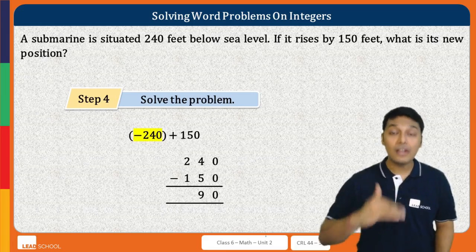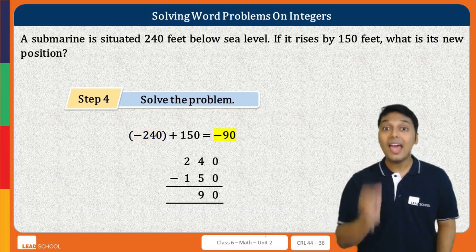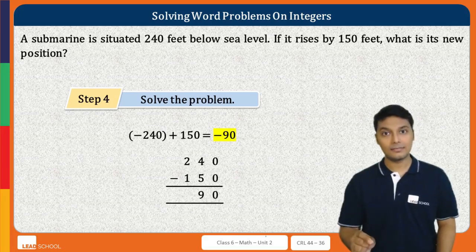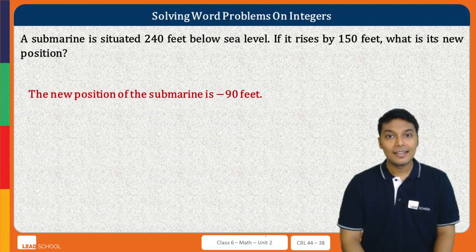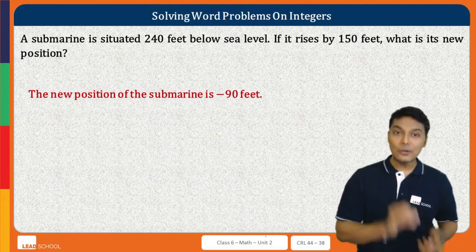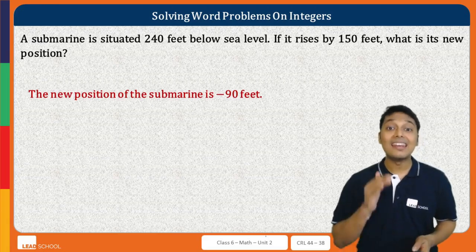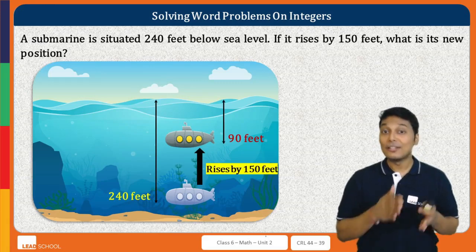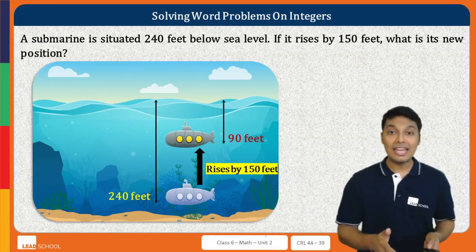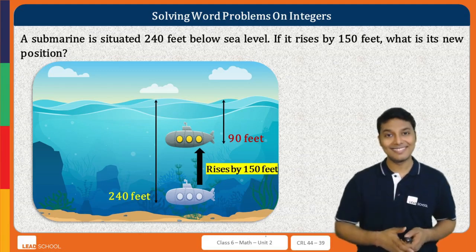-240 has a larger absolute value. So the final solution is -90. So what can we conclude? Yes, we can conclude that the new position of the submarine is -90 feet. In other words, the new position of the submarine is 90 feet below sea level.